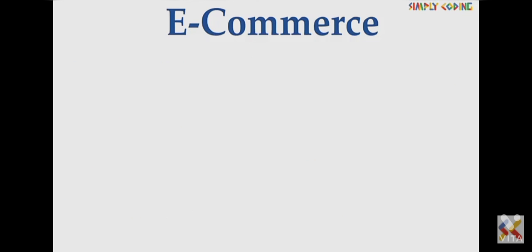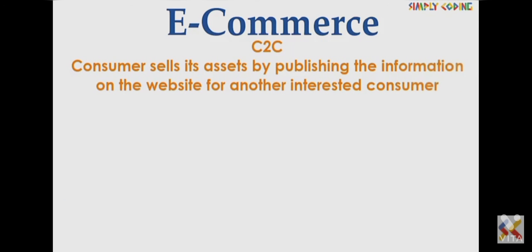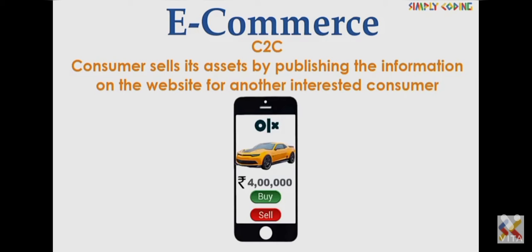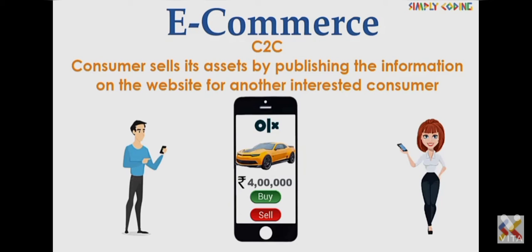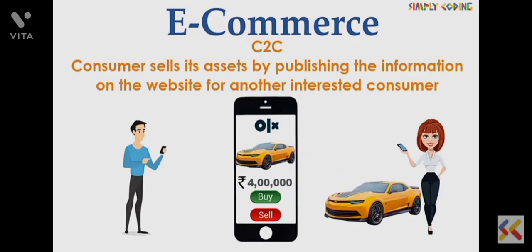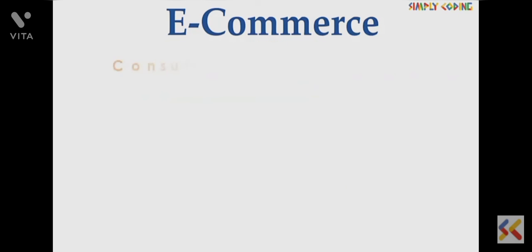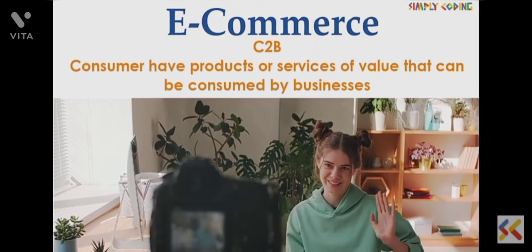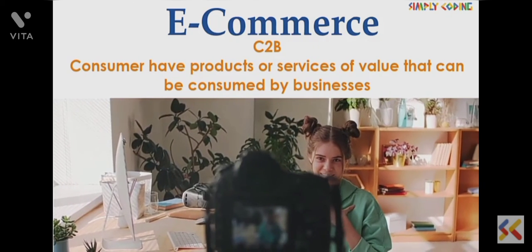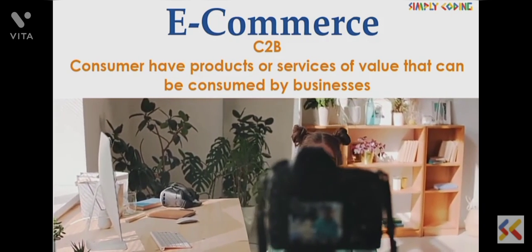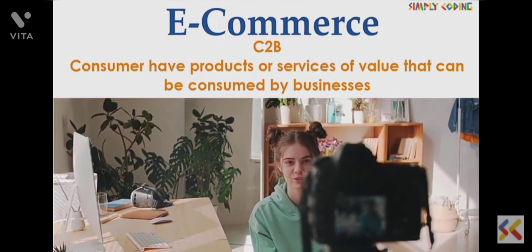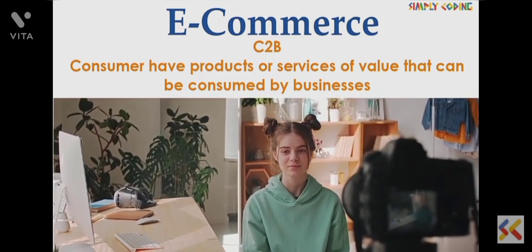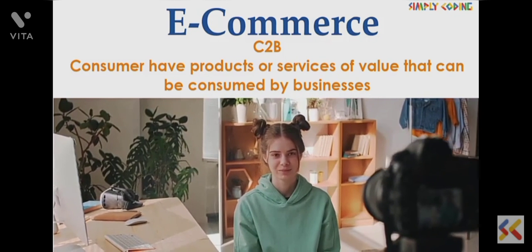Next is the C2C model, where a consumer sells any of their assets like property, cars, motorcycle, etc. by publishing the information on a website where interested consumers can view and do the purchase. Example, buying and selling on OLX or Quikr or Craigslist. Next is C2B or consumer to business. In this model, consumers have products or services of value that can be consumed by a business. For example, social media influencers being paid by businesses to advertise their products.